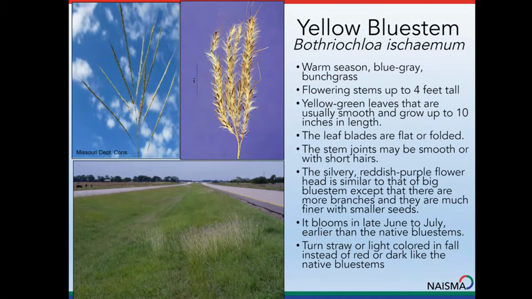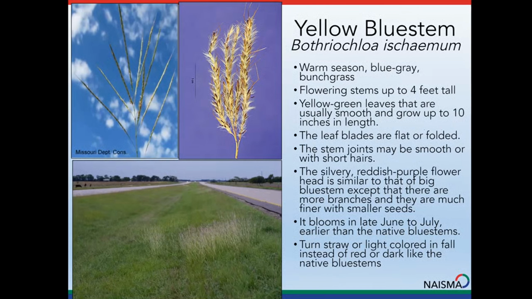The leaf blades are flat or folded, so they can be folded on each other or open flat. The silvery reddish purple flower head is similar to that of big blue stem, except that there are more branches and they are much finer with smaller seeds. In the photo there, you can see how long and small the seed heads are in this yellow blue stem. It blooms late in June and July, which is earlier than most of the native blue stems, and it also turns straw or light colored in the fall, rather than native blue stems that turn red to purple.